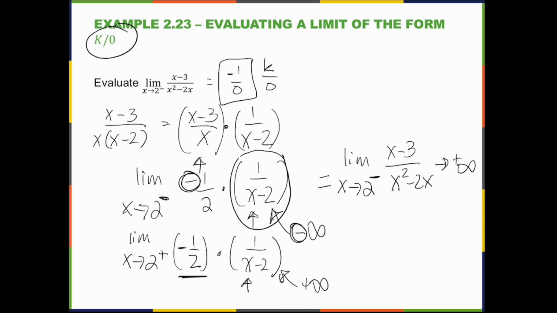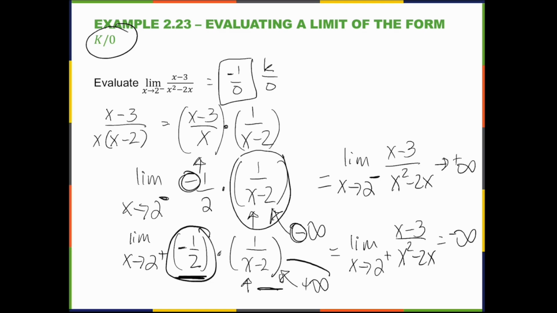And then when I take that factor along with the negative, I have a negative times a positive. So in that case, if the limit was approaching 2 from the right of that function, I would end up with a negative infinity because I have this negative and this is approaching positive infinity. So that would give me a negative infinity.